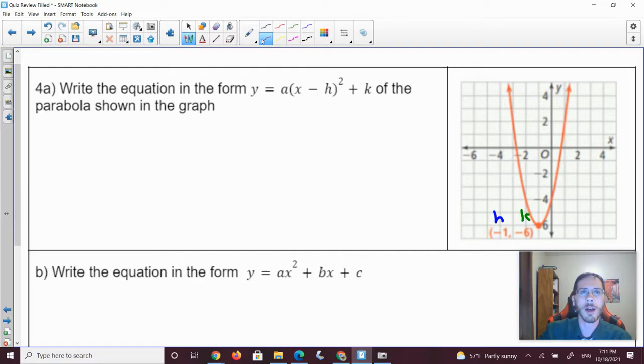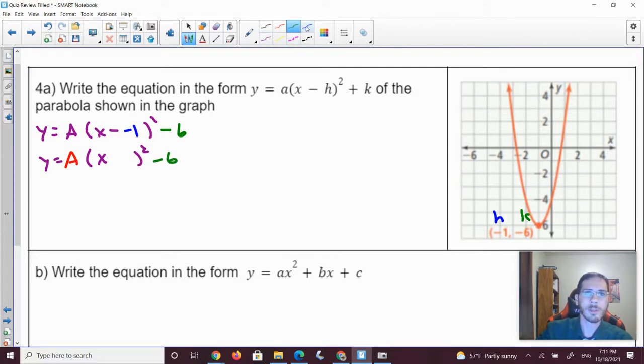So we've got y equals a (x minus h) squared. H is -1, k is -6. We'll clean it up a little bit. Y equals a (x plus 1) squared minus 6. All right, so again, same deal. We're trying to figure out what a is. The whole goal is to figure out what a is.